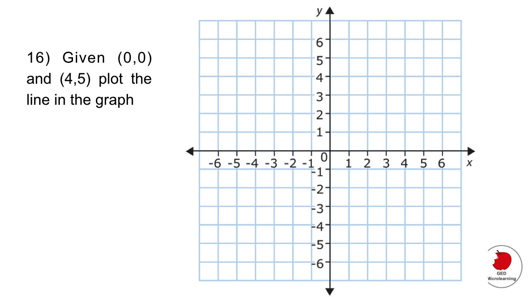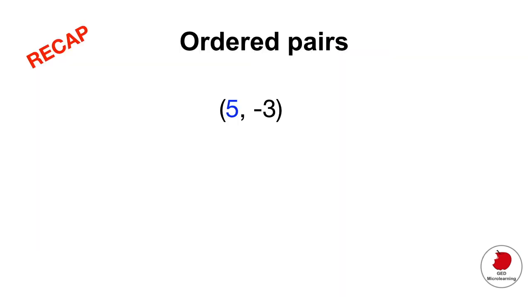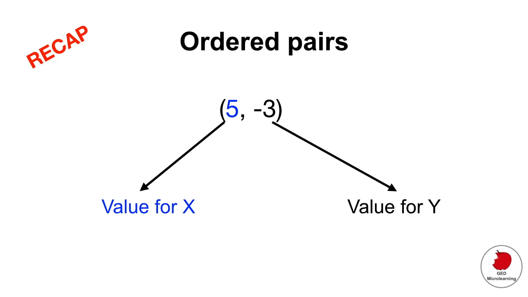First of all, let's remind ourselves what these numbers are. These numbers are actually known as ordered pairs. Ordered because they are in order. The first one, the one in blue, would be the value for x, and the one in black would be the value for y.